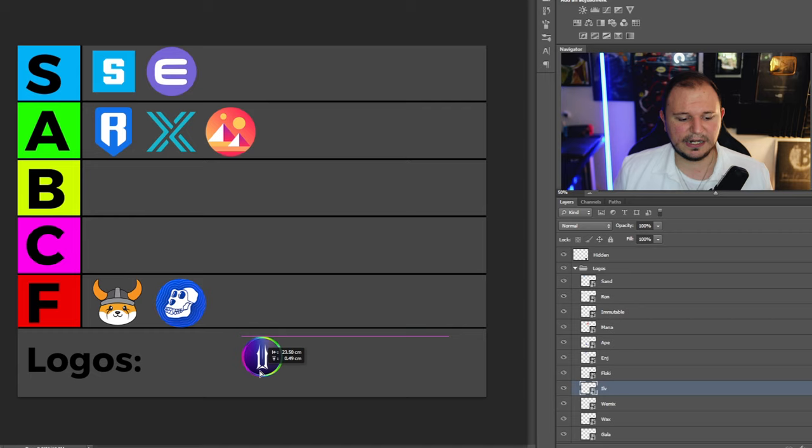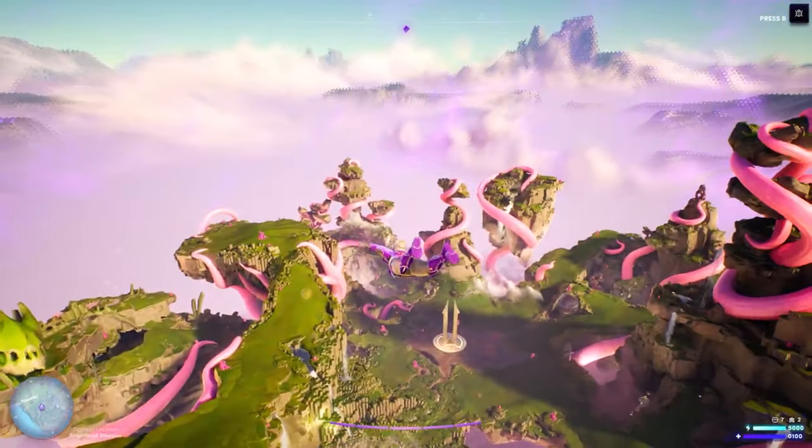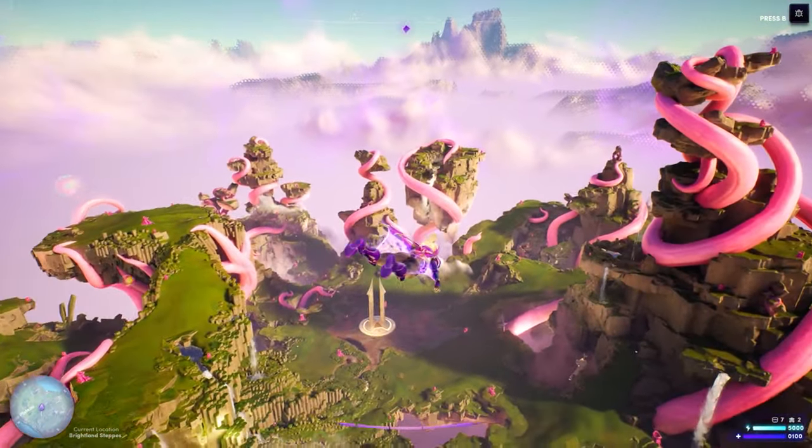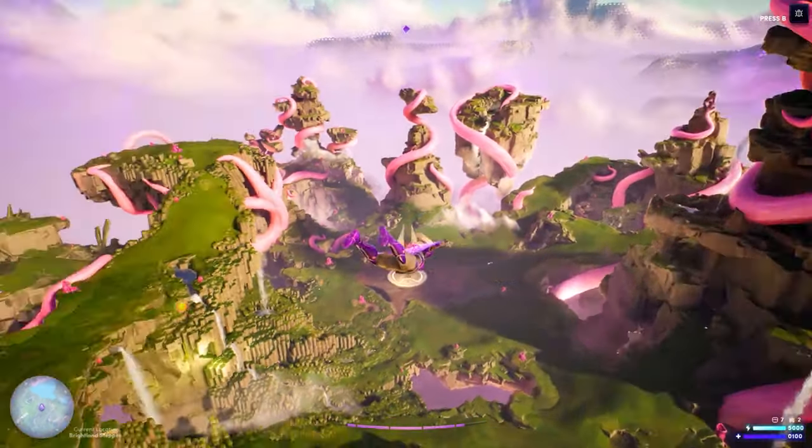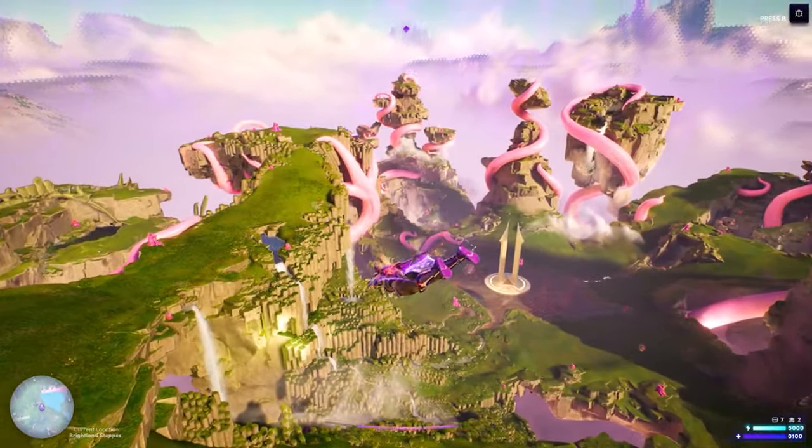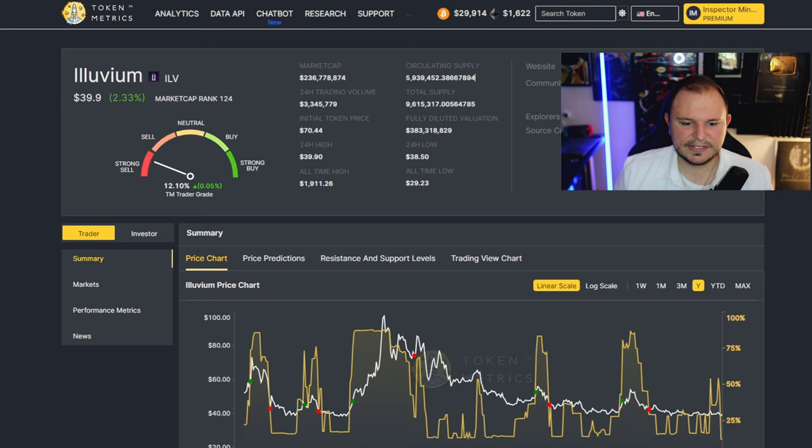Moving on to Illuvium. Illuvium, which uses Immutable X as their sidechain on Ethereum, but also has their own coin called ILV. 6 million circulating coins with a market cap of 236 million. Current price is 40 bucks.